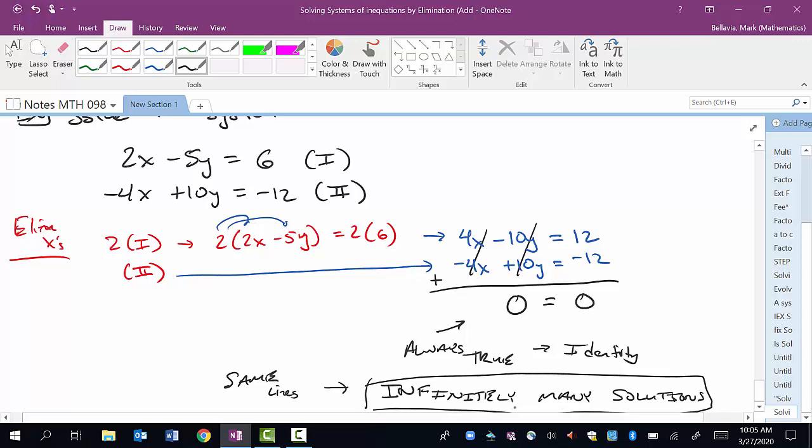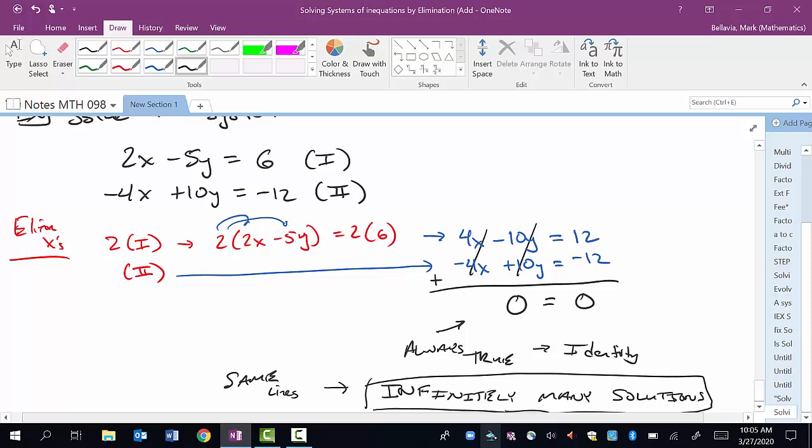And that's really what you should tell me is the answer if this comes up, or an infinite number of solutions. Don't try to abbreviate this as like IMS or something like that. I have to understand that you understand what you're finding. So there's infinitely many solutions, meaning every point on the first line is also on the second line, meaning they're the same line. So if all your variables cancel and you get something that's always true, an identity, like 0 equals 0, that's infinitely many solutions because the lines are exactly the same.